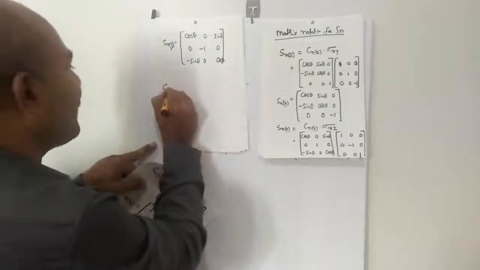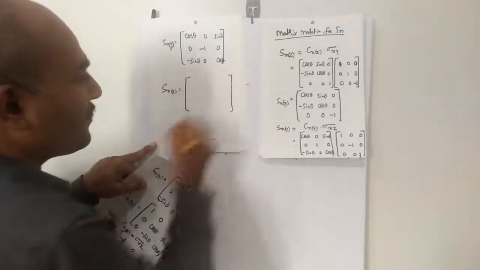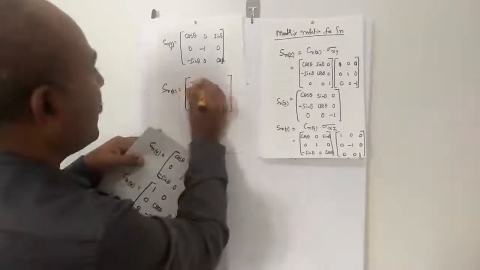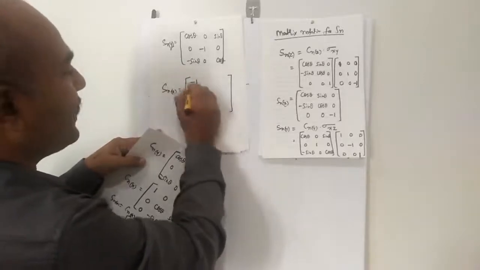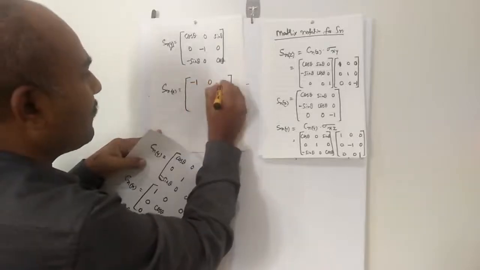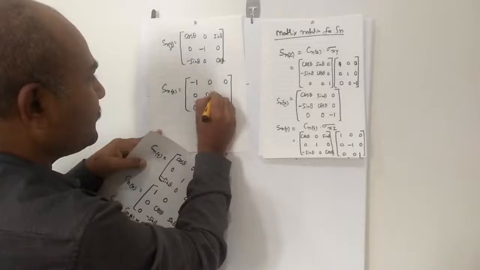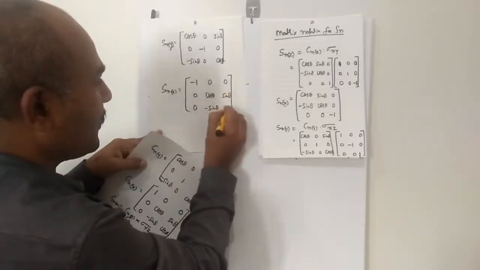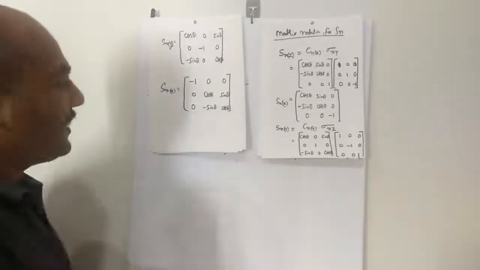Similarly, the SNX matrix is obtained by changing the x coordinate with the minus 1. How will it be obtained? In the CNX matrix there is a 1 here. In the SNX matrix the 1 becomes minus 1. Minus 1, 0, here also 0, 0. Then it is cos theta, sin theta, minus sin theta, cos theta. So this is the matrix notation for the SNX.